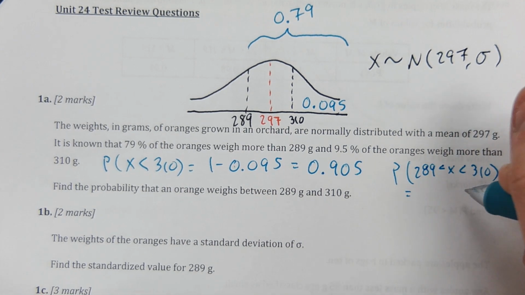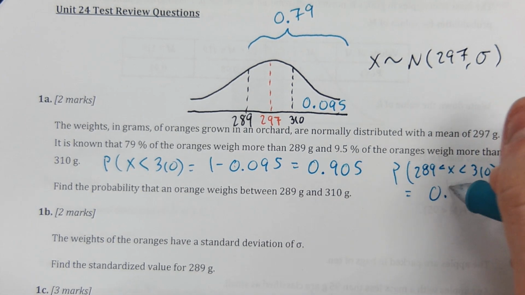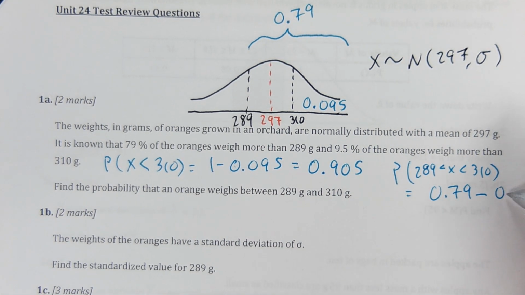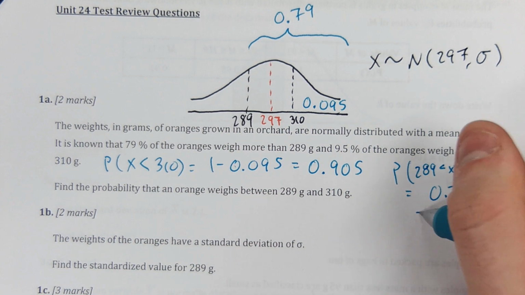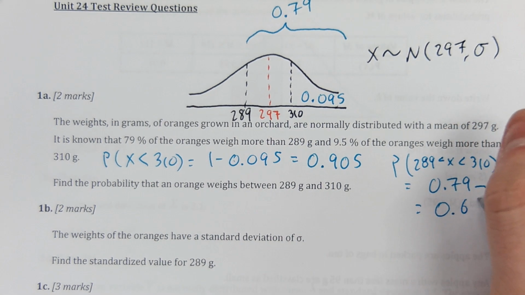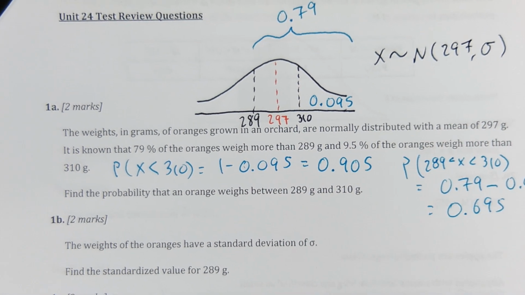So what do we say? It's going to be 0.79 minus 0.095. 0.695. Much better.